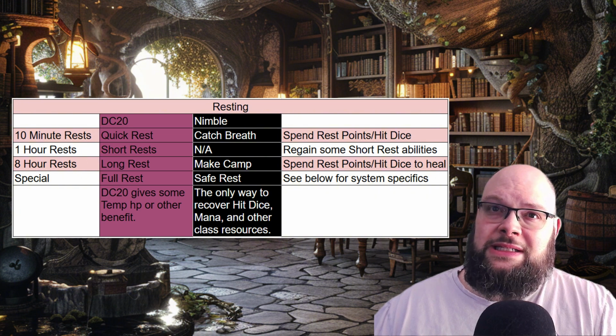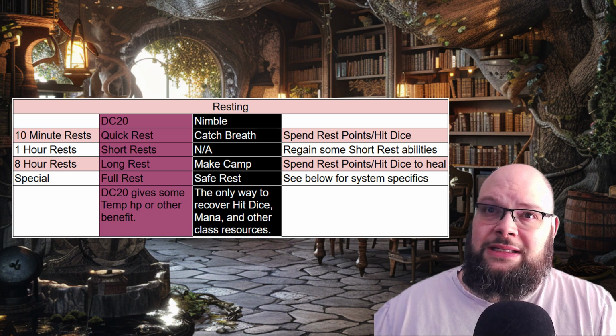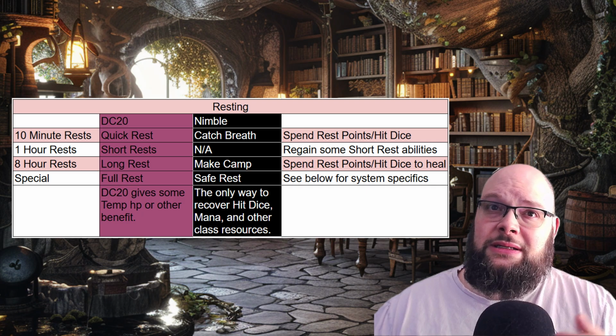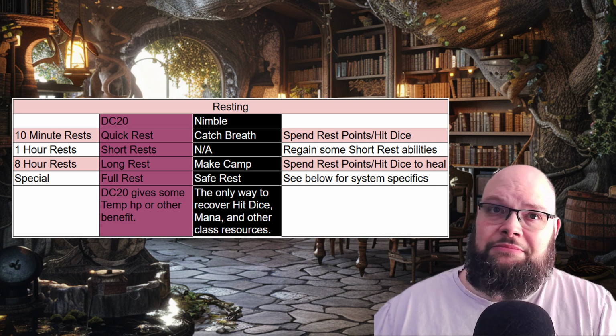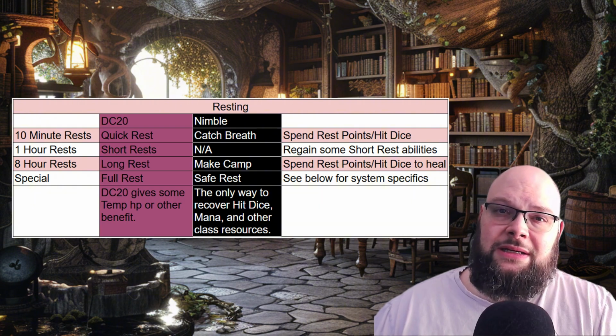This is where it's distinct in the special rests. DC20 has a full rest, Nimble has a safe rest, and this safe rest is the only way to recover hit dice, mana, and other class resources. DC20 gives you some temp HP or other benefit for taking a full rest. Full rest for DC20 is a 24-hour period of rest in a safe location like a town or a tavern.